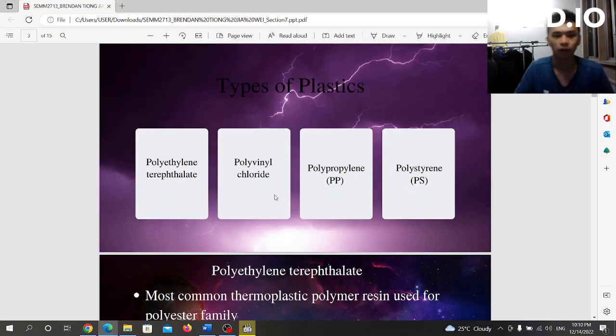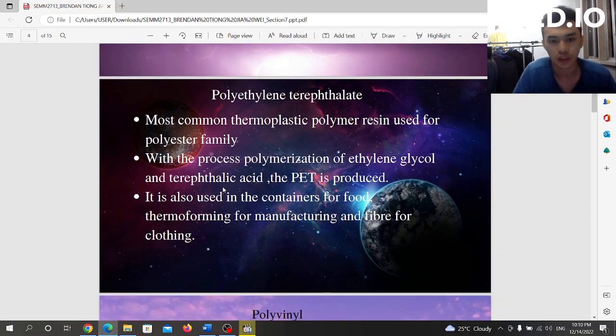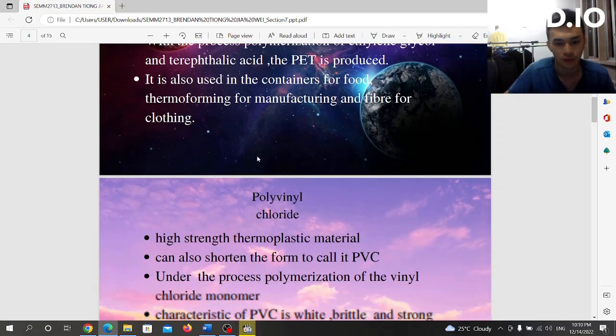There are four types of plastic: polyethylene terephthalate, polyvinyl chloride, polypropylene, and polystyrene. Polyethylene terephthalate is the most common thermoplastic polymer resin of the polyester family. Through the polymerization of ethylene glycol and terephthalic acid, PET is produced. It is also used in food containers, in manufacturing, and as fiber for clothing.